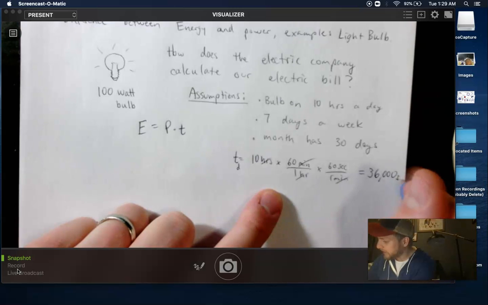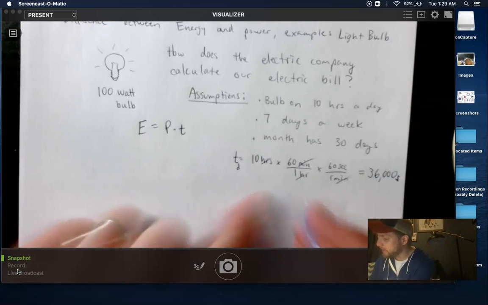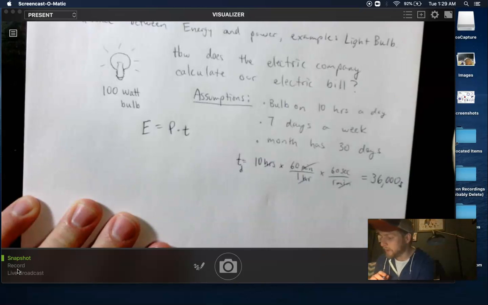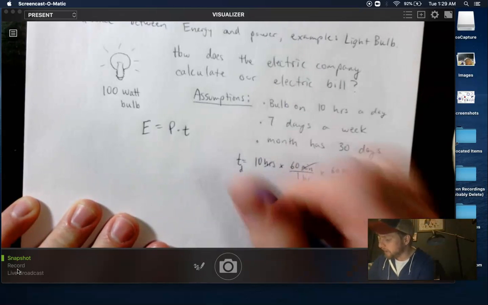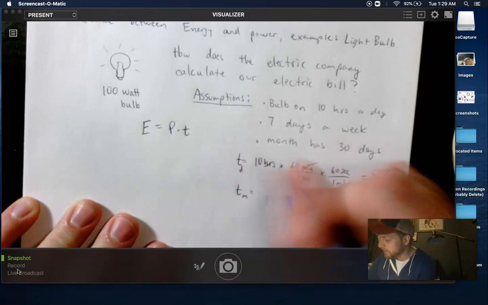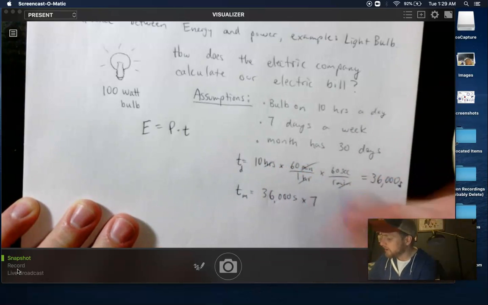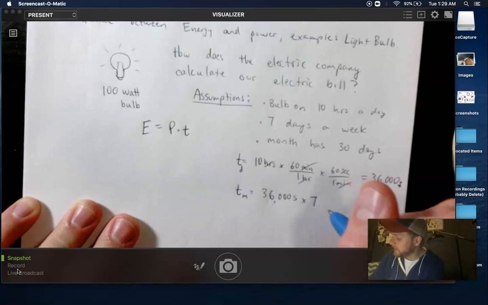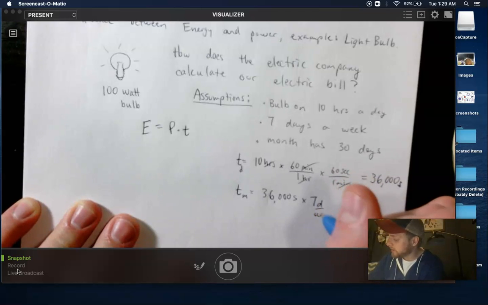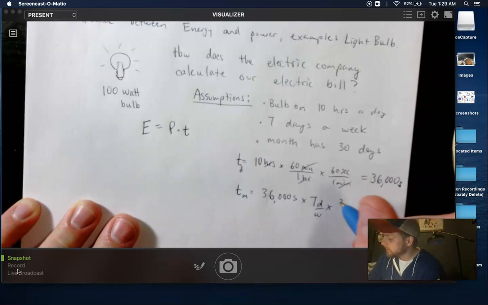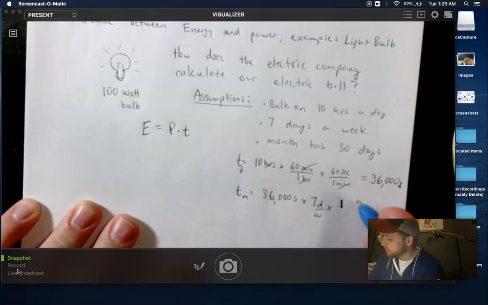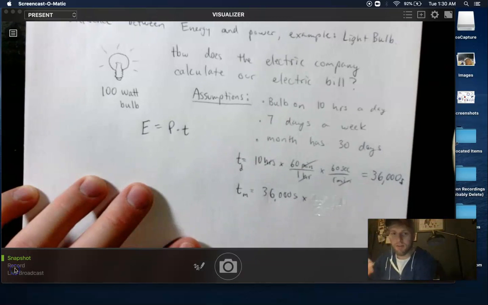And that is seconds. Now, to get the time in a week, we need to multiply that by 7, and the time in a month. So we'll say time in a month is 36,000 seconds times 7 days in a week, days per week, times 30, oops. Many of you were probably way ahead of me.